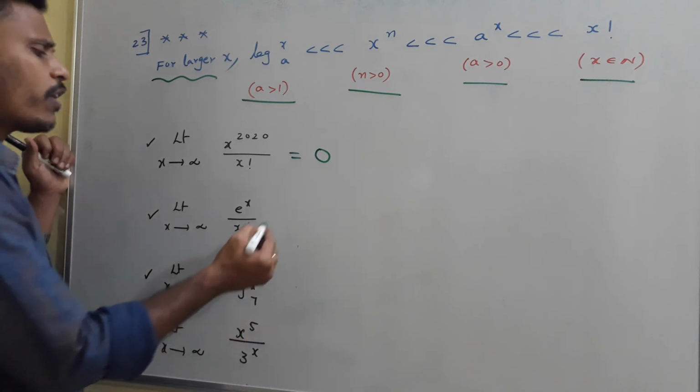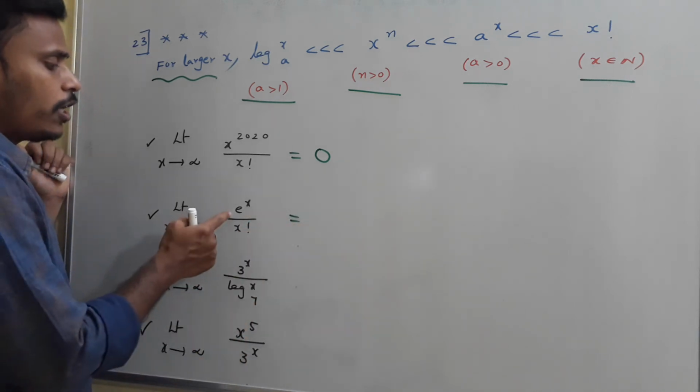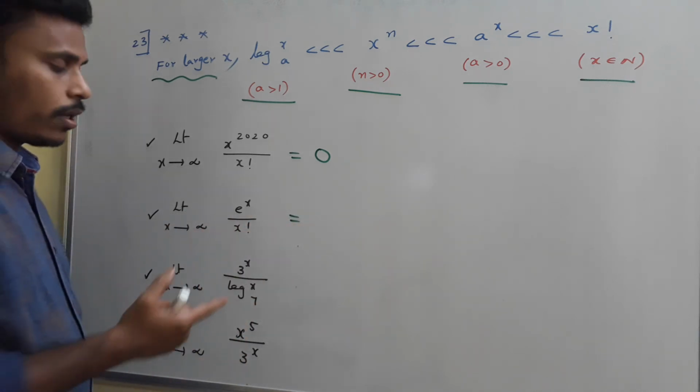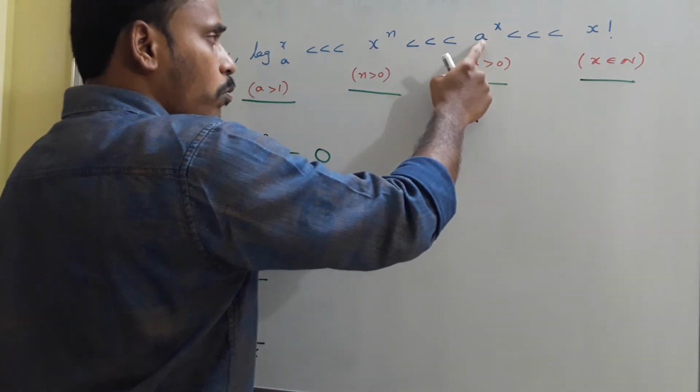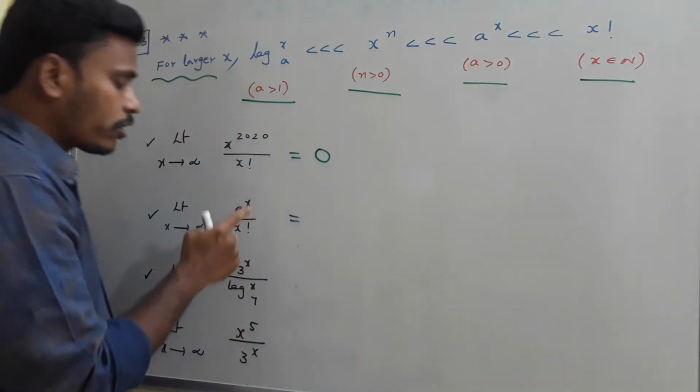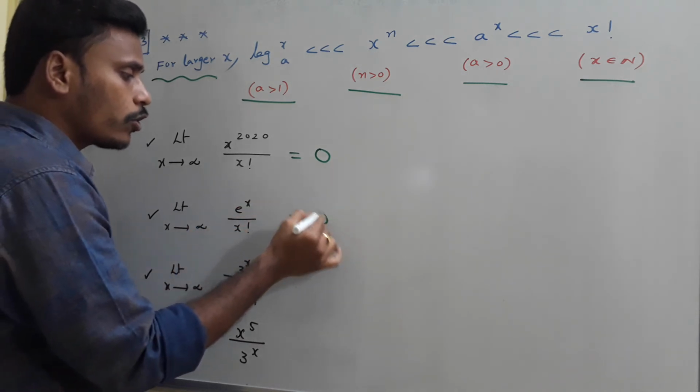Okay. In the same way, we can answer the remaining questions also. e power x divided by x factorial. e power x is just like a power x, and that is x factorial. This is the smaller value, that is the larger value. Smaller by larger gives you 0.